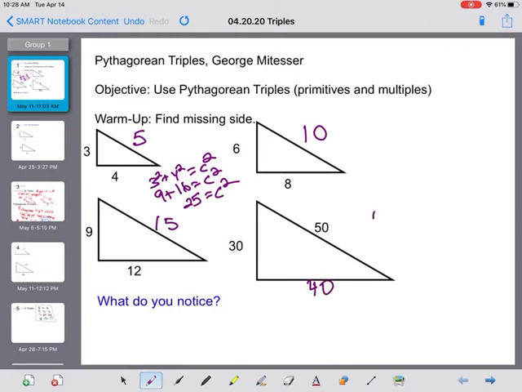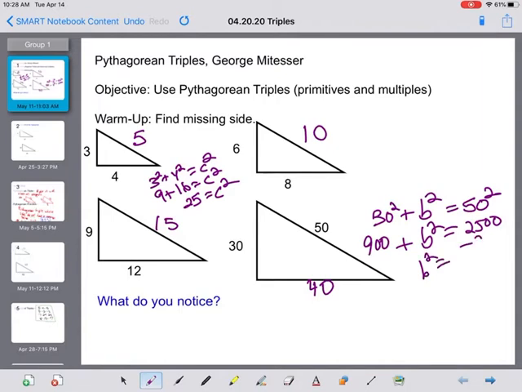And for this last one, remember you're solving for a leg. So 30 squared plus b squared equals 50 squared. So then you get 2,500 equals b squared plus 900. Subtract the 900, 1,600, and then take the square root of both sides, b equals 40. So what did you notice?